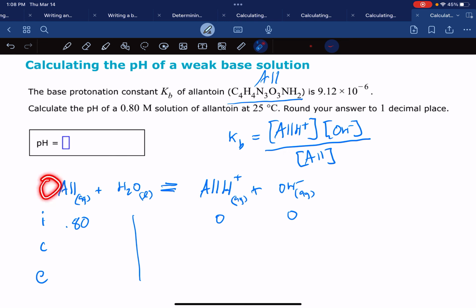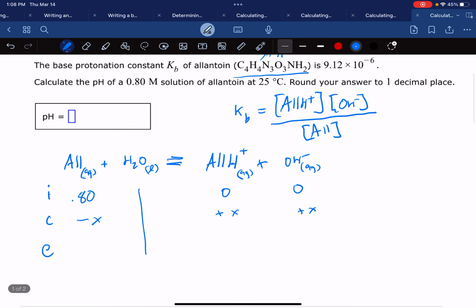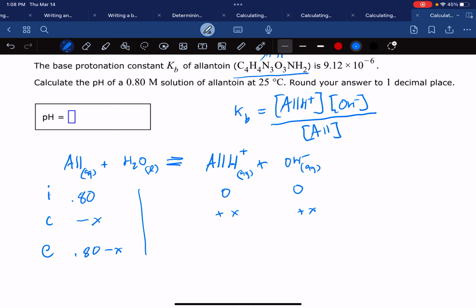And since it's a 1-to-1-to-1 relationship, whatever we lose here, we're going to gain the same amount here and here. Now, we happen to like writing whatever we lose as x, so we're going to write minus x here. And since it's a 1-to-1 ratio, we're going to write plus x here and plus x here. And then at equilibrium, we're going to go 0.80 minus x, and over here we're going to go x and x, because, again, we had zeros to begin with.